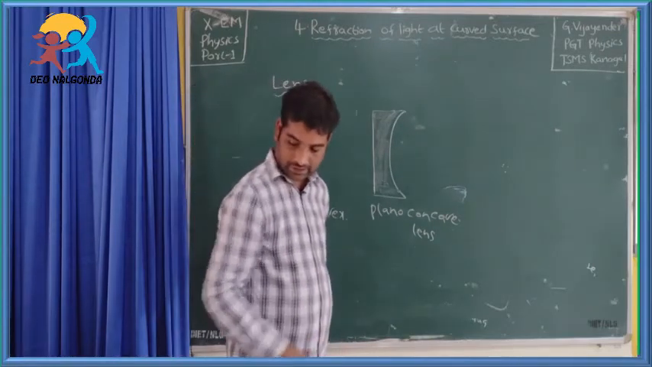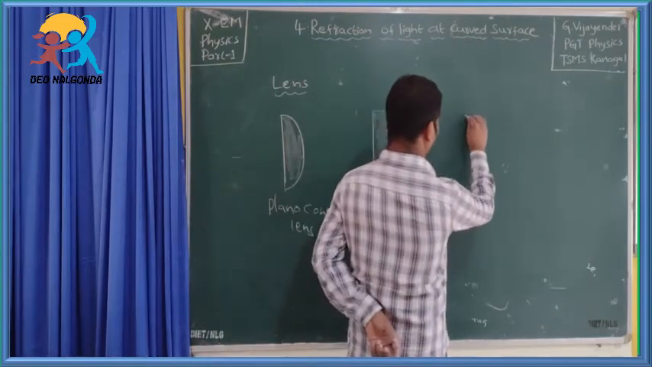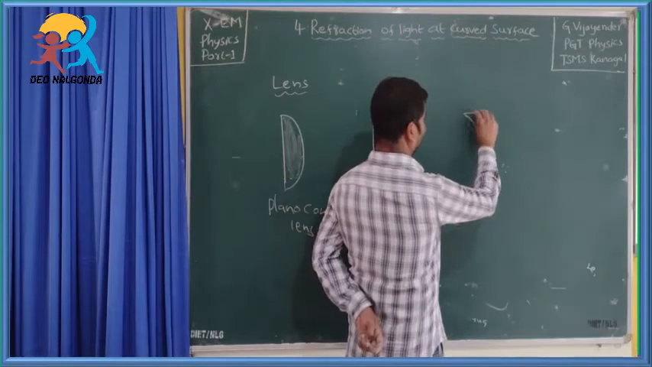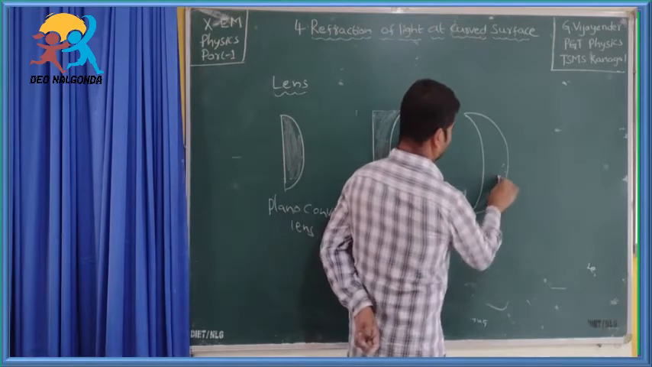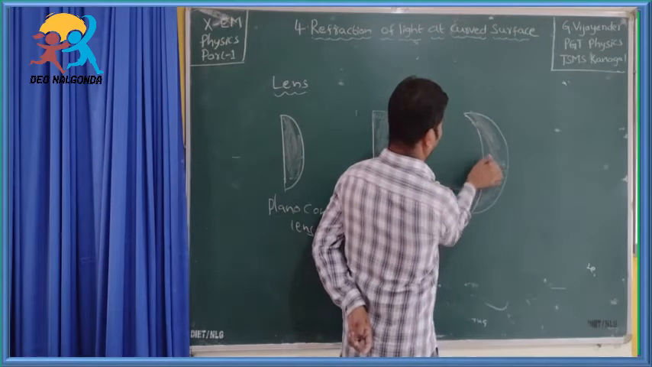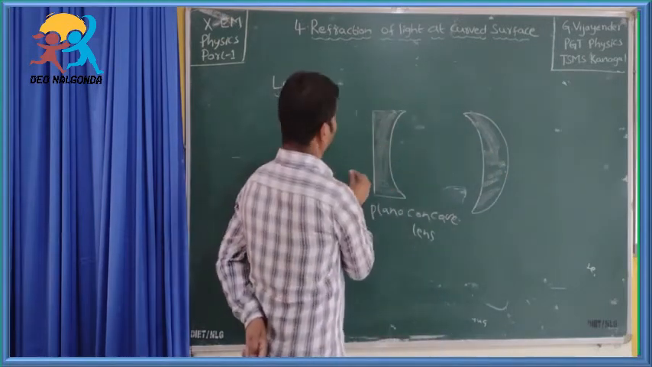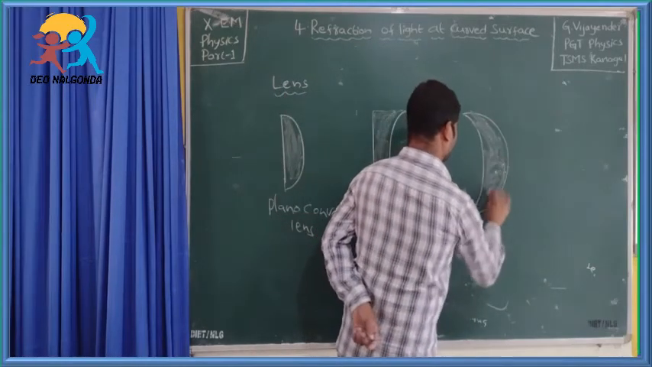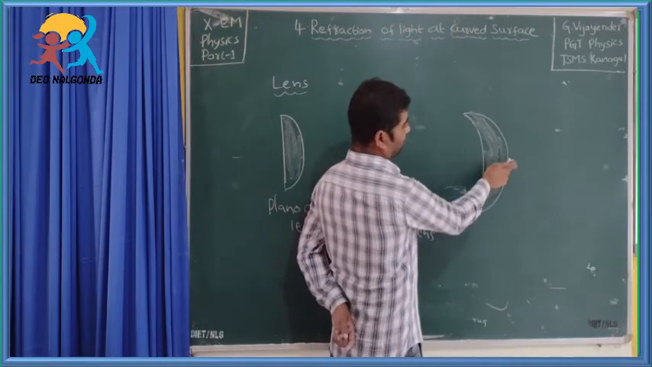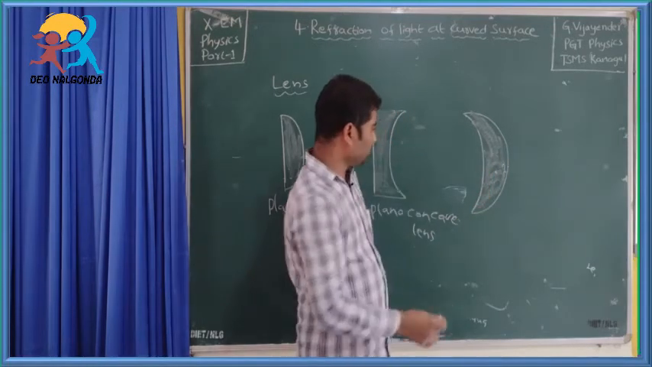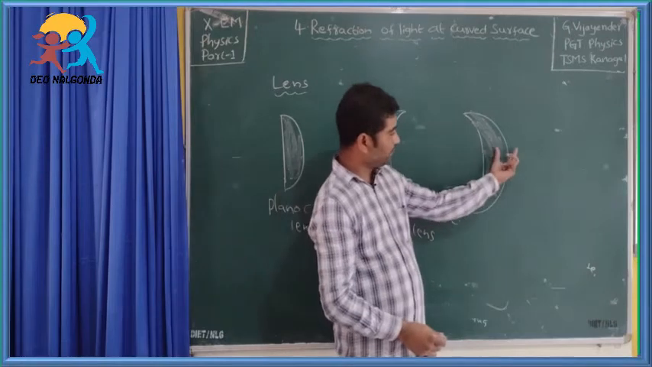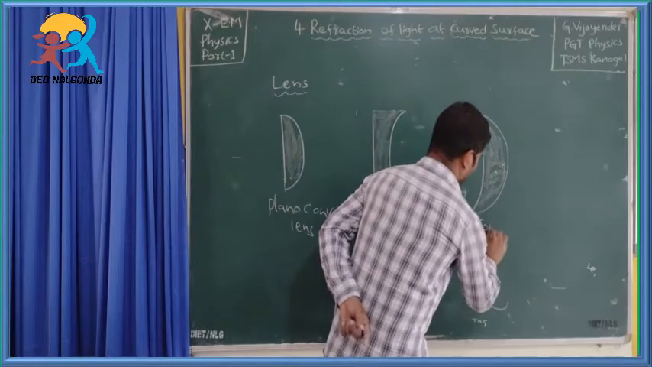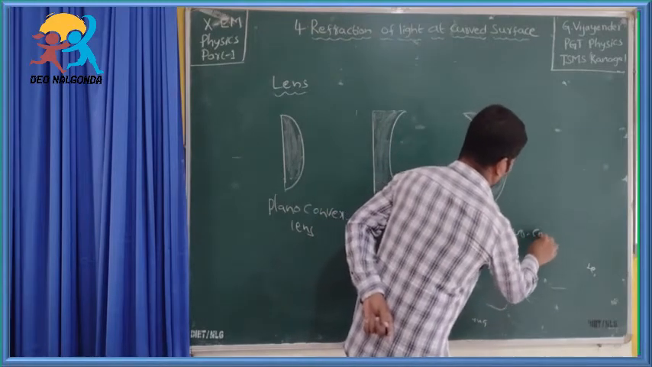And it may have the inner part concave and the outer surface convex. This is concave, this is convex. Of these two surfaces, one is concave and another is convex. This type of lens is called a concave-convex lens.